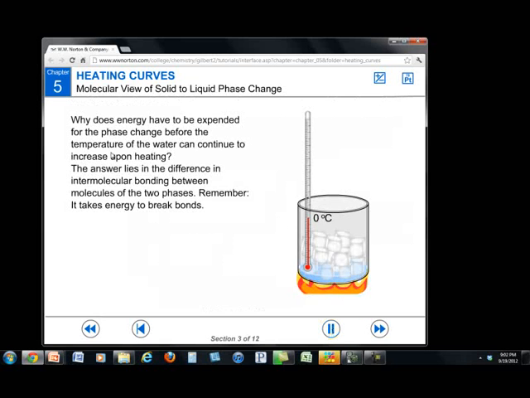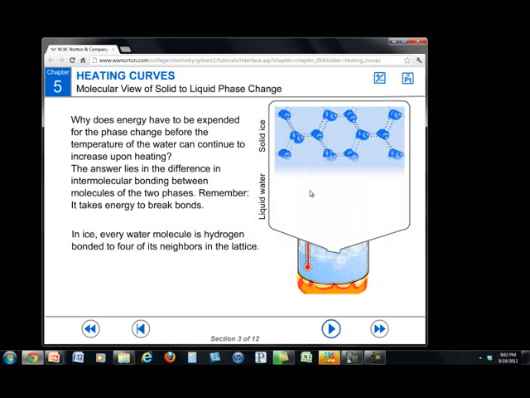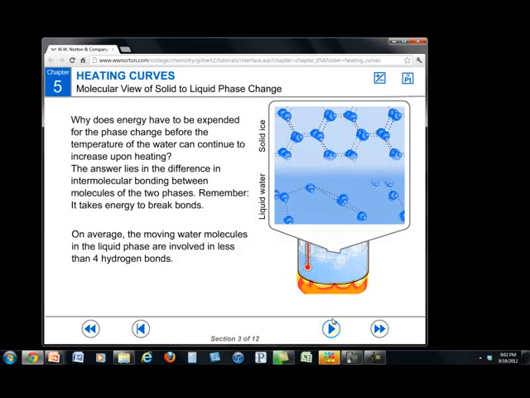So why do we have to expend energy to make that phase change occur? Why is the temperature not going up? Well, it turns out water, as you know, is very polar, and there's a lot of hydrogen bonding between water molecules forming this whole lattice, and you need energy to break these attractions between water molecules. So that takes some time, right? It takes some energy, some heat, it takes some time for that to happen.